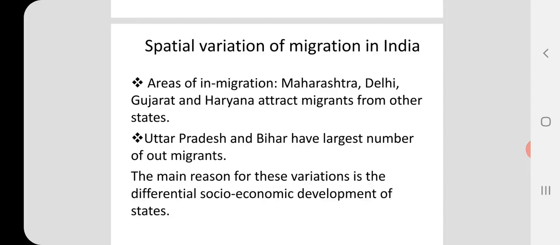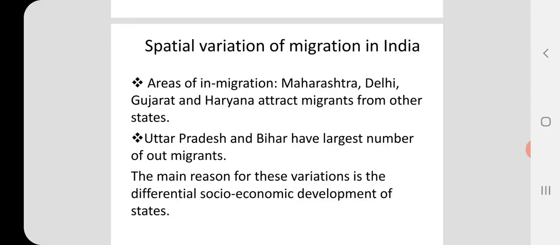Next, the spatial variation of migration in India. Areas of in-migration, that means where immigration occurs. Maharashtra, Delhi, Gujarat and Haryana attract migrants from other states. So, in the case of Maharashtra, Delhi, Gujarat and Haryana, we can see inward migration, or immigration. Why? Because these states are economically developed and attract more and more people to come there.